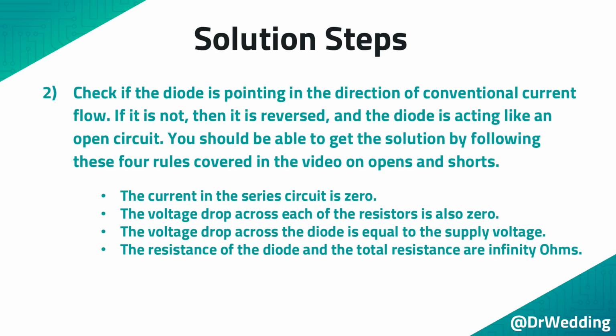Second, check if the diode is pointing in the direction of conventional current flow. If it is not, then it is reversed, and the diode is acting like an open circuit. You should be able to get the solution by following the same 4 rules covered in the video on opens and shorts. The current in the series circuit is 0. The voltage drop across each of the resistors is also 0. The voltage drop across the diode is equal to the supply voltage. The resistance of the diode and the total resistance are infinity ohms.